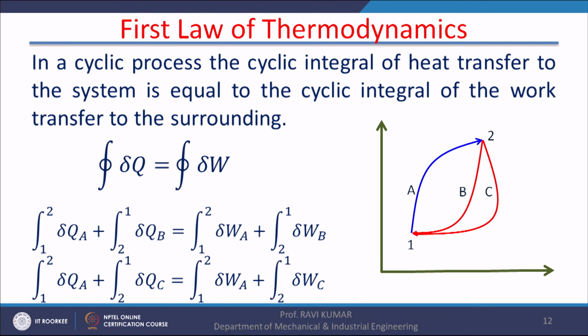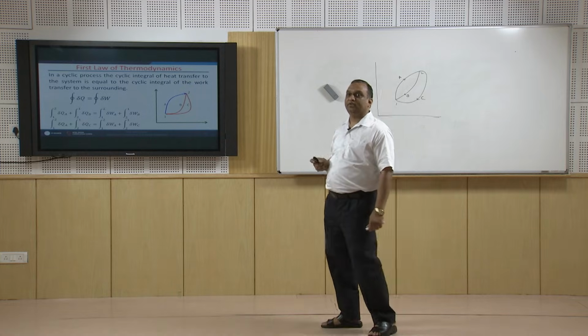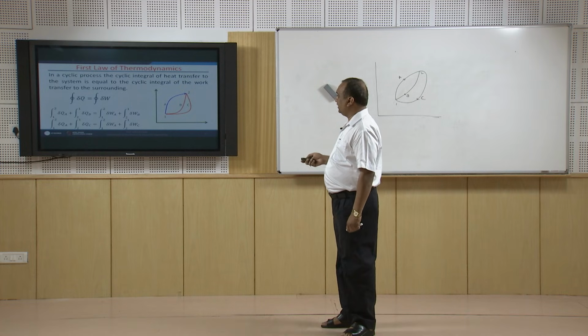Now, we will take another path, that is 1A to C1. In this path, again we will take the cyclic integral of heat transfer, that is the integral from 1 to 2 of delta QA plus the integral from 2 to 1 of delta QC is equal to the integral from 1 to 2 of delta WA plus the integral from 2 to 1 of delta WC. Now, we have these two equations. These two equations have been derived from the concept of the first law of thermodynamics.